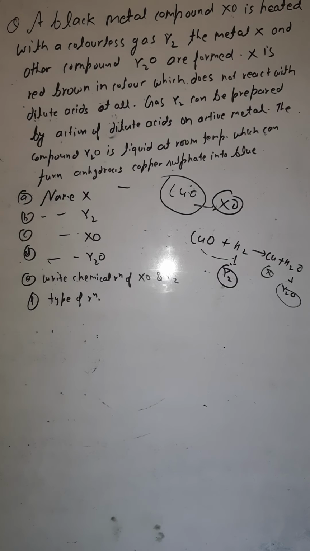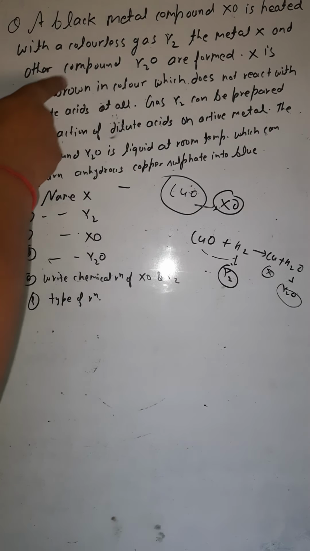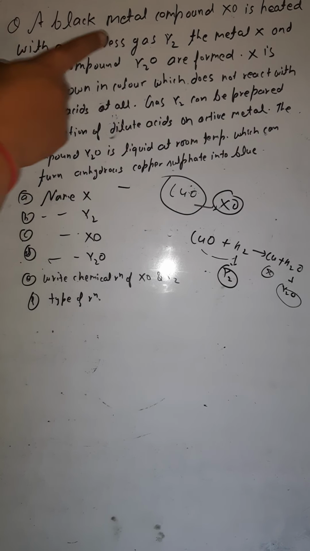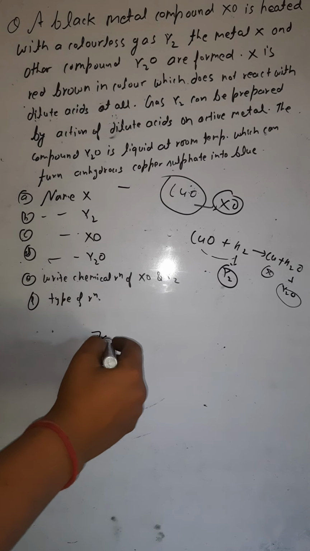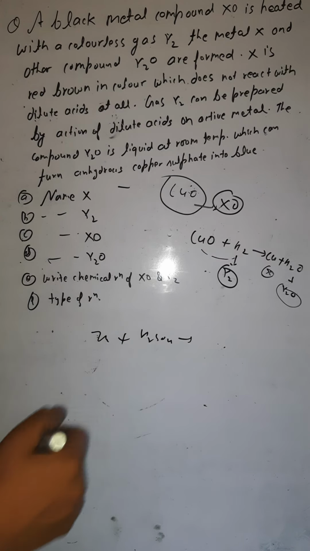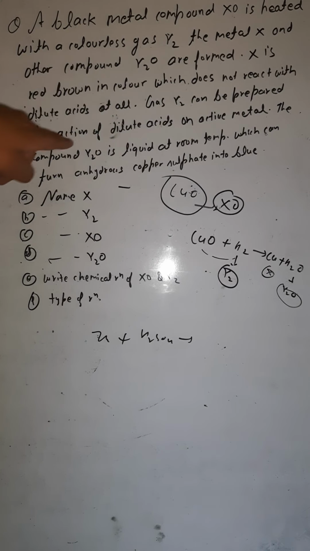Okay, now again you have some more hints from the given question. Look here, X is red brown in color. So X is red brown in color, which means it is definitely copper, because copper has a red brown color. Okay, gas Y2 can be prepared by the action of dilute acids on active metal. If any metal is reacting with any acid, suppose you have the zinc metal and it is reacting with H2SO4, that is sulfuric acid. So what is it saying? Look here, you have the hint that a gas Y2 can be prepared by the action of dilute acid.